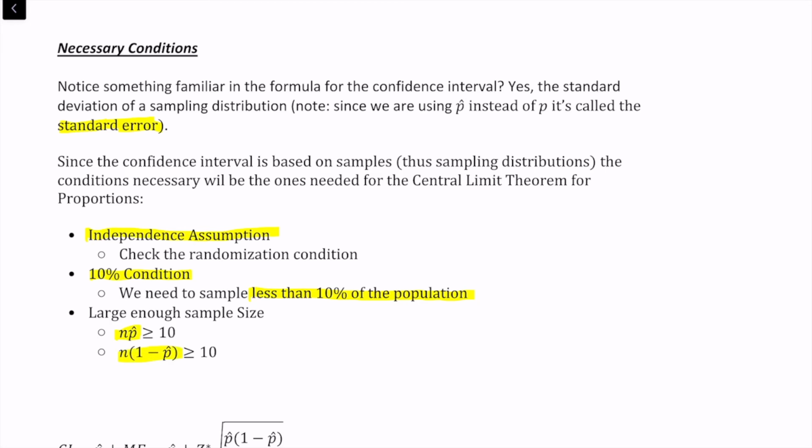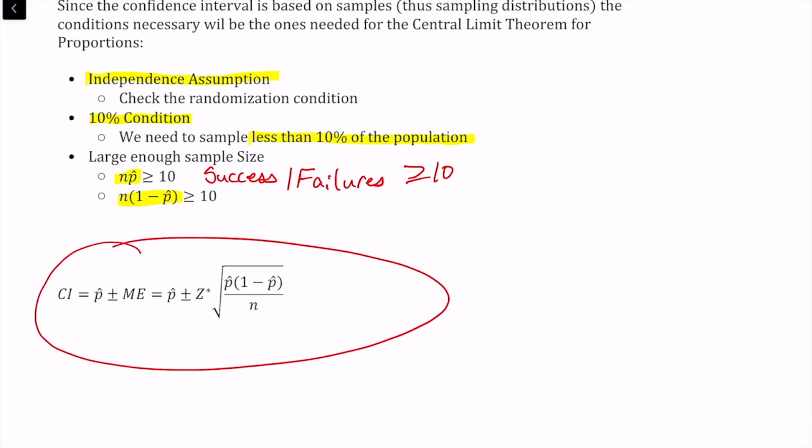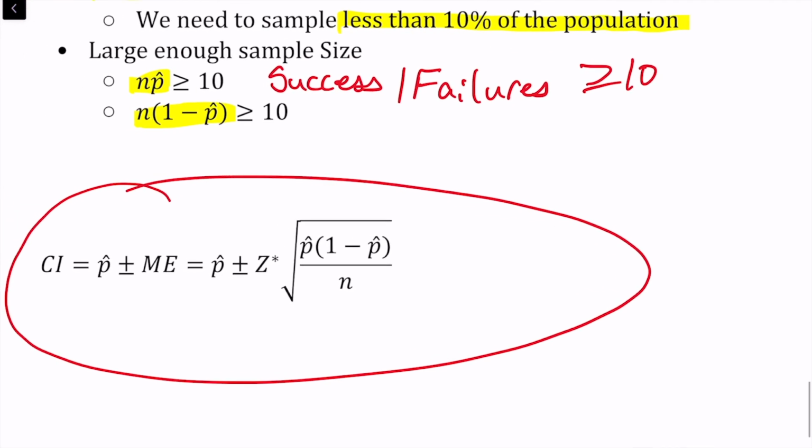Remember, we refer to this as the success and failures condition. We need the number of successes and the number of failures to be greater than or equal to 10. All right, if those conditions are met, then you can go ahead and calculate the confidence interval by using this formula we talked about earlier. You take your sample proportion and you add and subtract your margin of error, where the margin of error is the critical z-score times the square root of your p hat times 1 minus p hat over n. In fact, we call this confidence interval a one proportion z interval.